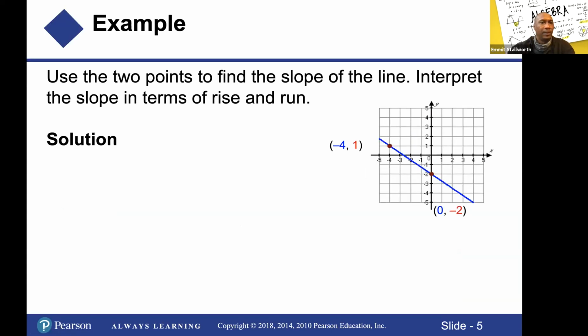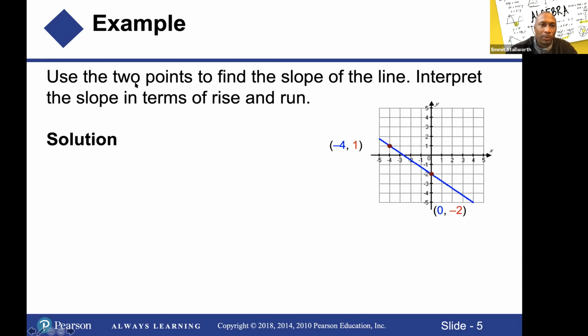So in this example, we're going to use 2 points. We have these 2 points on the line, (-4, 1) and (0, -2). And you can see that if you put a little man on here and he's walking from left to right, he's going to be falling. So we already know that the slope is going to be a negative slope.